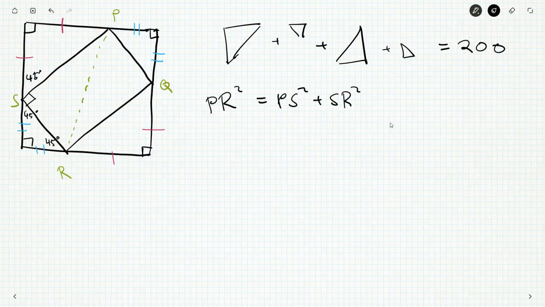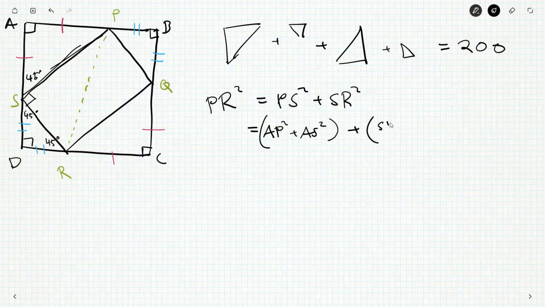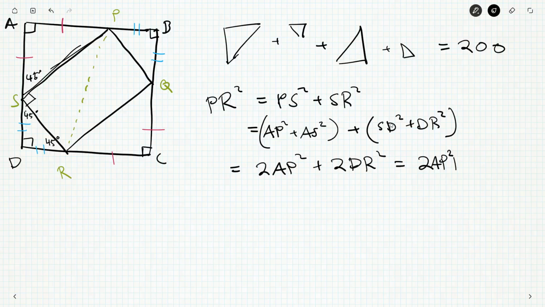And we've got these other right angle triangles here, so I guess I should add in the A, B, C, and D. So PS squared, well, that's the hypotenuse of this upper left triangle squared. So that's going to be AP squared plus AS squared. And similarly, the SR down in the corner, we can get it's SD squared plus DR squared. But those are the same length, so we get 2AP squared plus 2 DR squared. And so we get 2 times AP squared plus DR squared.